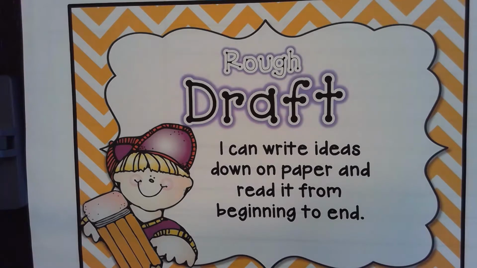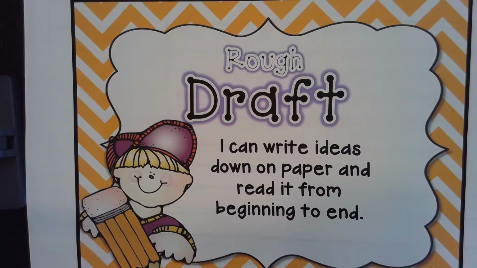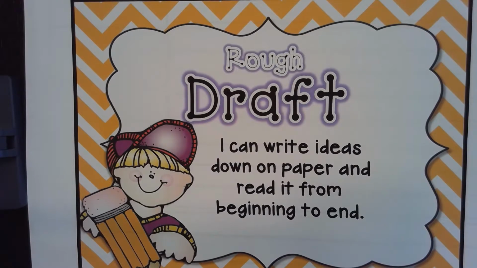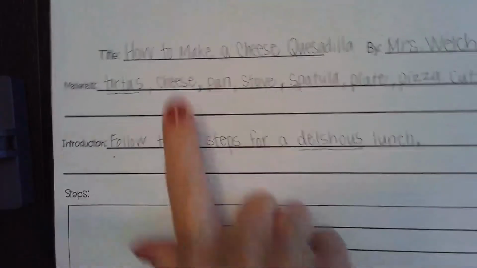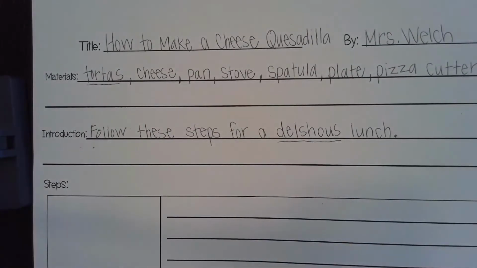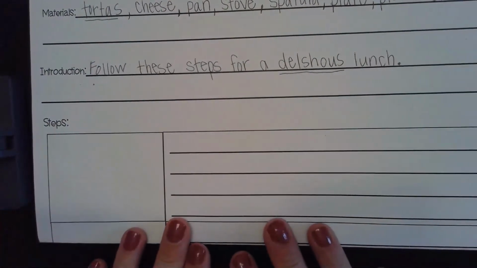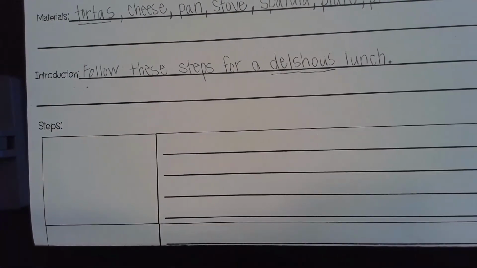Today we are going to continue working on our rough draft of our procedure writing. Remember, our procedure writing gives step-by-step instructions for how to do something. So we wrote the title, the author, materials, and introduction for our procedure writing draft. And today on our rough draft we're going to write our ideas down for the steps. So what I want you to do is take this paper out of your red folder, and we're going to begin by writing the steps.